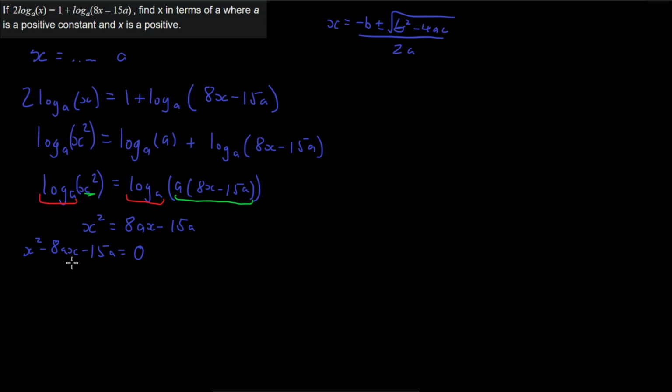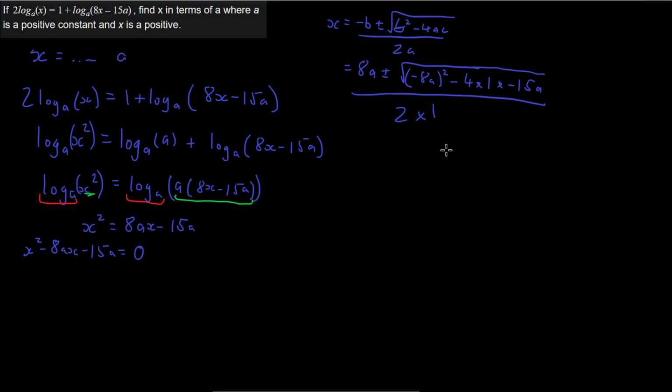Now we want to be careful. A in this case is the coefficient of x squared, b is the coefficient of x, and c is the constant term on the end. So let's be very careful as we sub that in. B is negative 8a, so negative b is positive 8a, plus or minus the square root of (negative 8a) in brackets squared minus 4 times 1 times negative 15a. Just extend that square root all the way over, and this is all over 2 times 1.